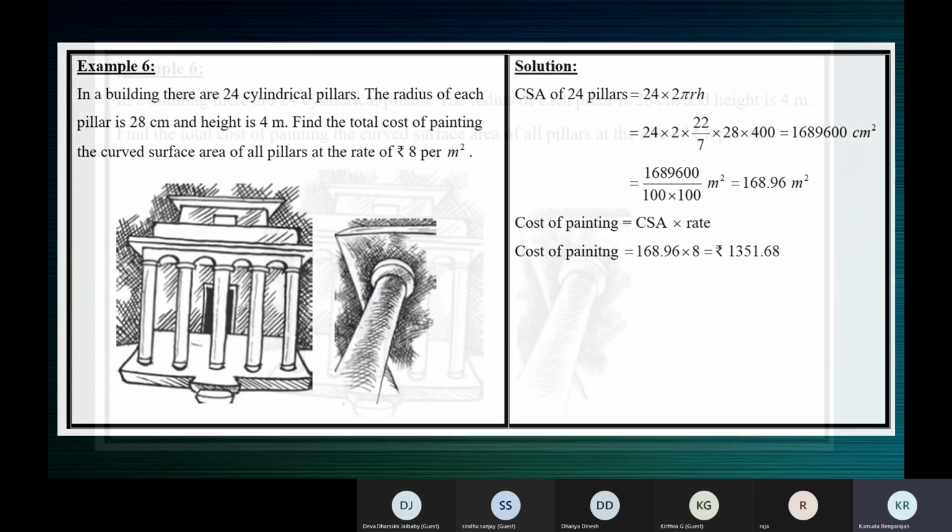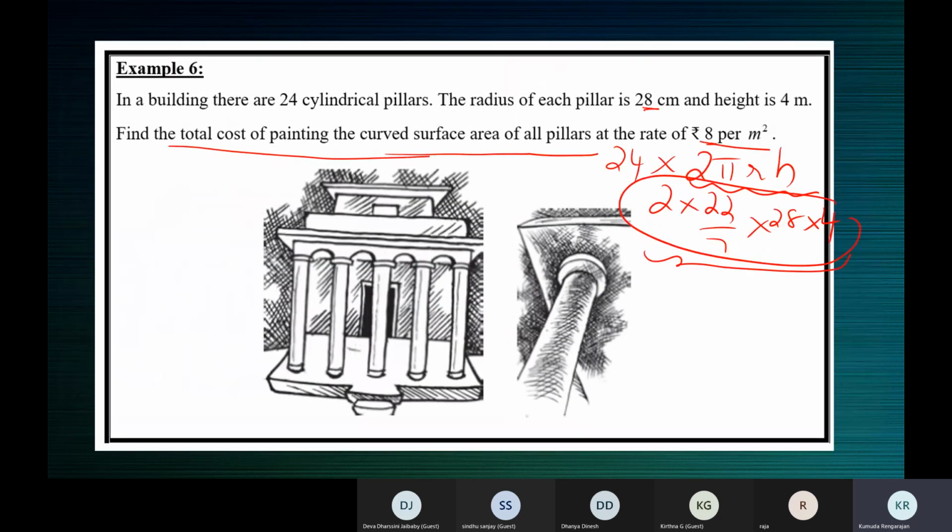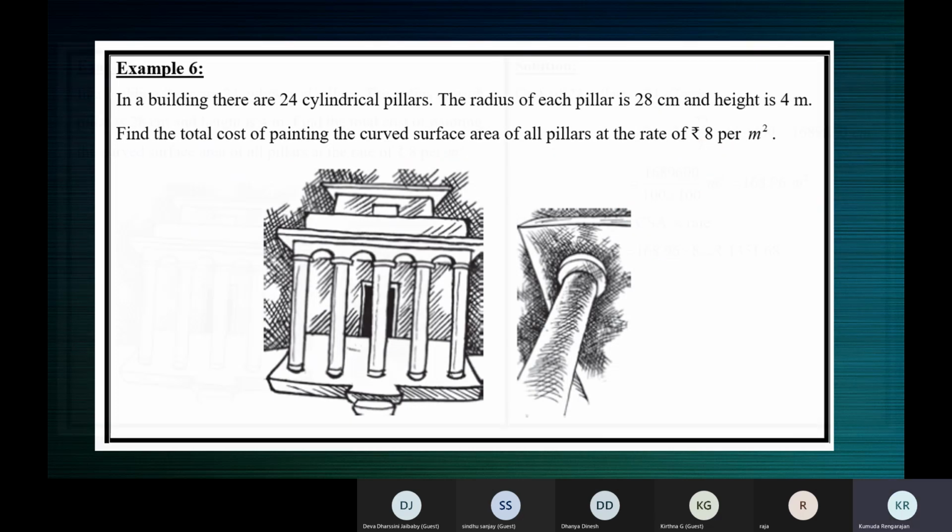Fine. So going back to this, we should find the CSA of one pillar, 2 pi rh, multiply by 24 to get the area of 24 pillars, and then to find the cost, multiply by 8. So now, the CSA of 24 pillars is 24 into 2 pi rh. Is this correct? Is this correct, children?